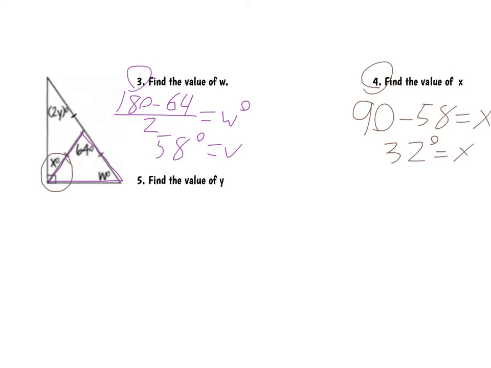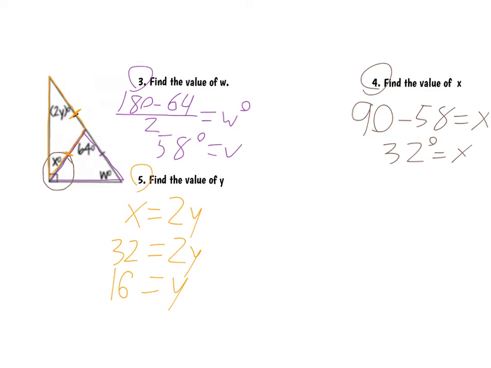Lastly, we want to find our y value. So we're going to look at this triangle here. And we have this side here being congruent to that side there, which means that this angle of x must be equal to this angle of 2y. So if x is equal to 2y and x is equal to 32, then 32 is equal to 2y, which means that 16 is equal to y. And that, folks, is isosceles triangles.